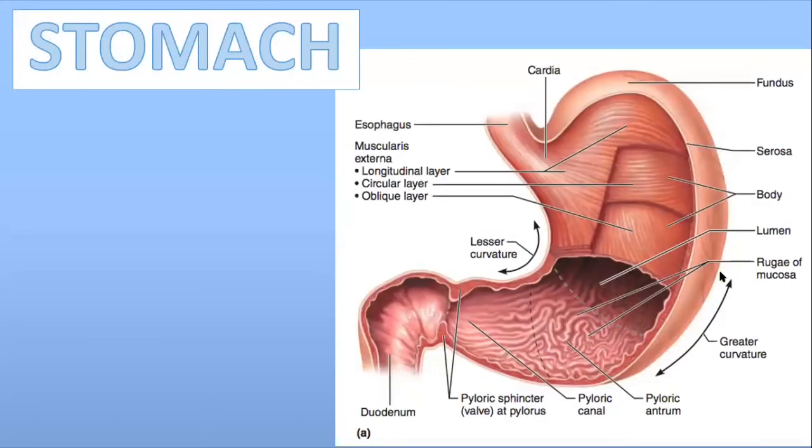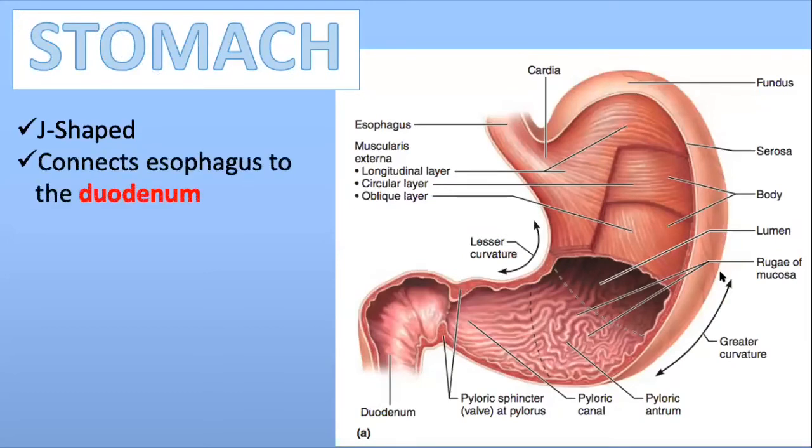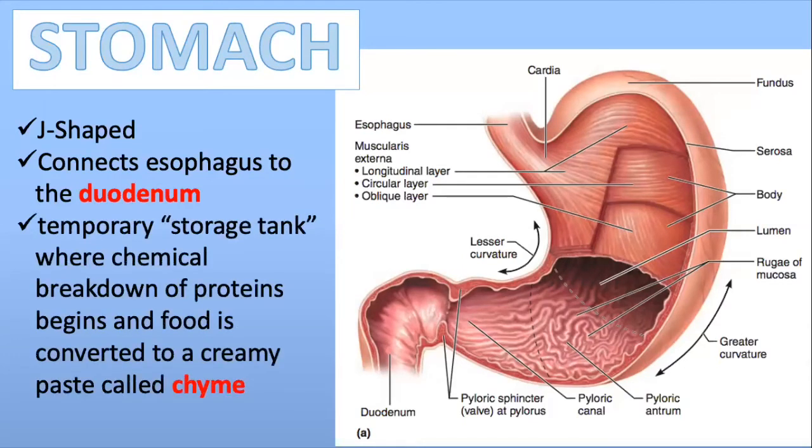Okay? Next, the stomach. Speaking of, the stomach is J-shaped and connects the esophagus to the duodenum. The duodenum is a part of your small intestine. So the stomach connects the esophagus and the small intestine. Next, it is a temporary storage tank where chemical breakdown of proteins begins and food is converted to a creamy paste called chyme. Your stomach actually has 4 divisions. We have here the cardia. That's the cardia. The cardia marks the transition between the esophagus and the stomach.